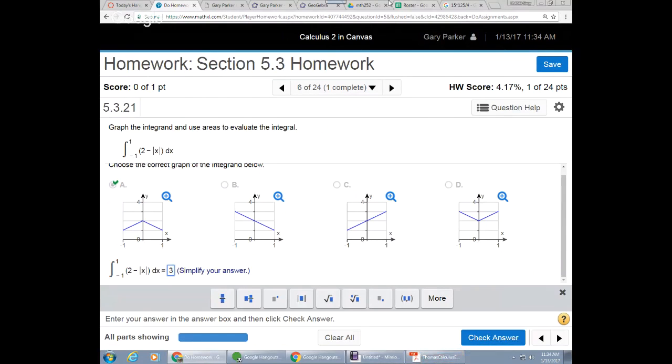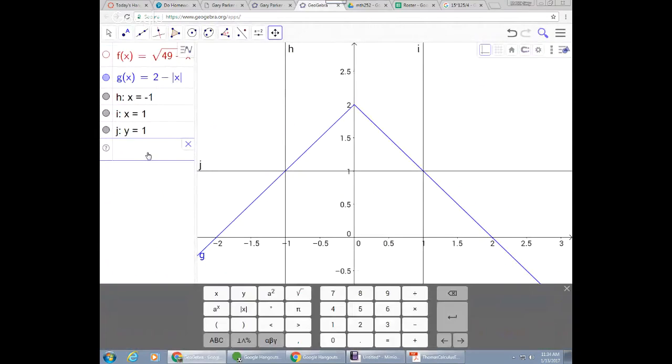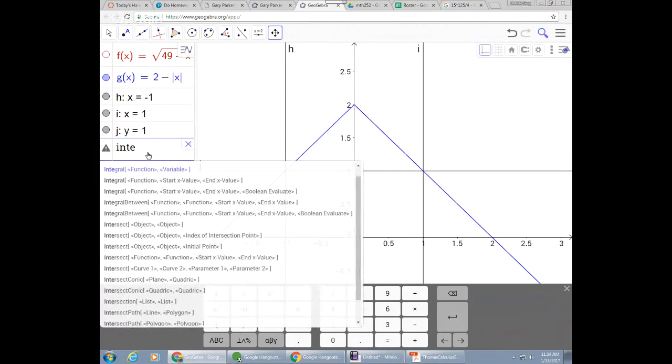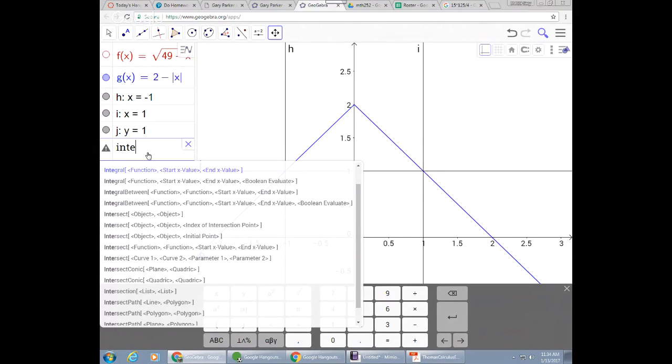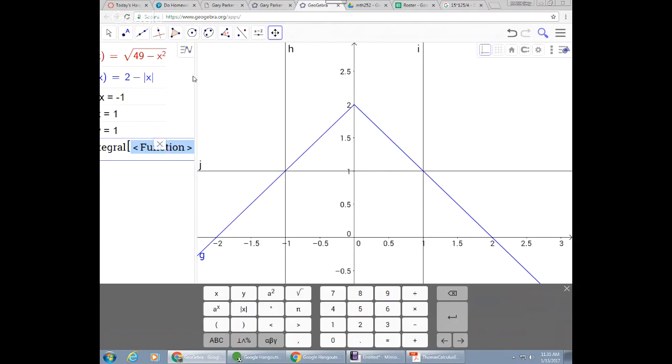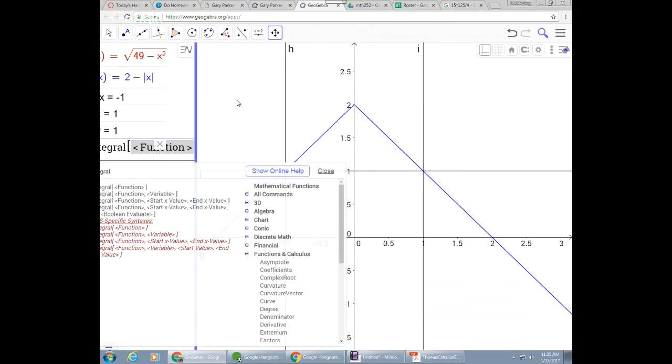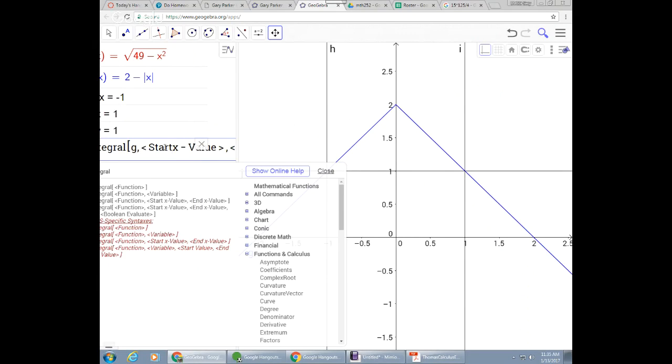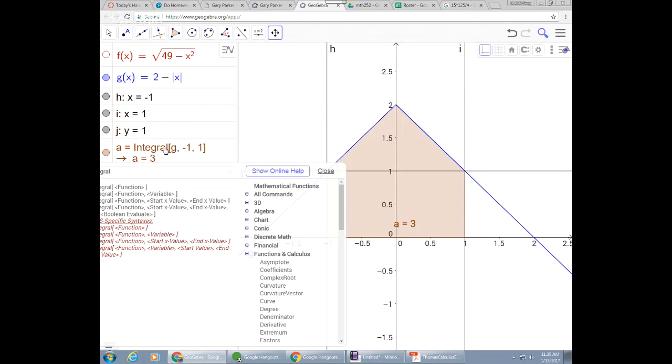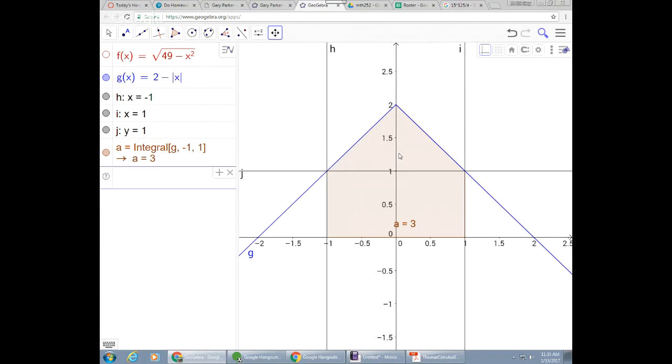Now, just for fun, I'm going to show you another trick in GeoGebra. GeoGebra has an integral command, and I want the third version, which asks what's your function, what x value you're starting at, and what x value you're ending at. The cool thing I like about this command is it shades it for me too. My function here is called, I think, G. Start value is -1, end value is 1. Yes, it was called G. GeoGebra shades that area for me, and it tells me that area is equal to 3.